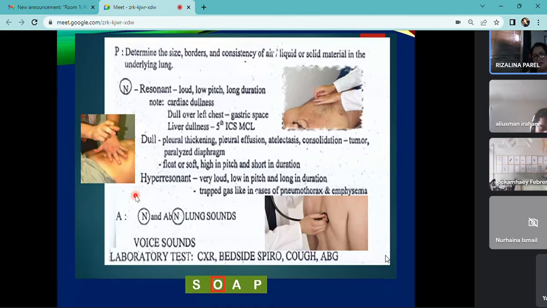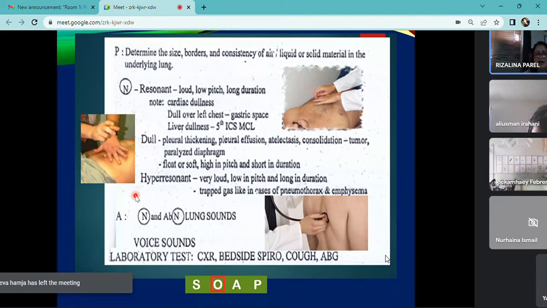But pagka-resonant, since normal naman yung chest mo, try mo kung ano yung tunog na pwede mong marinig. And for dull sound, pwede mong i-percuss yung iyong binti. Okay? For the dull sound. Ganyan yung tunog. Pagka sa flat sound, pwede mong i-percuss yung table. Ganyan yung flat sound. Parang medyo may matigas nga. And hyperresonant, or tympanic, pwede mong i-percuss yung stomach mo, yung tiyan mo. Ganyan, parang may kabag, ganyan ang tunog.